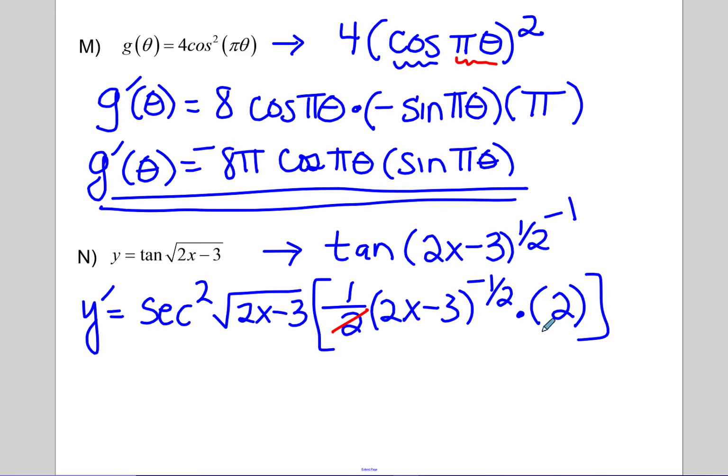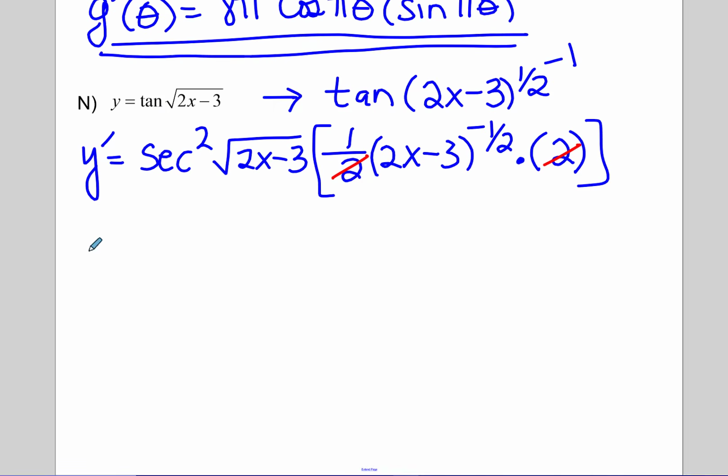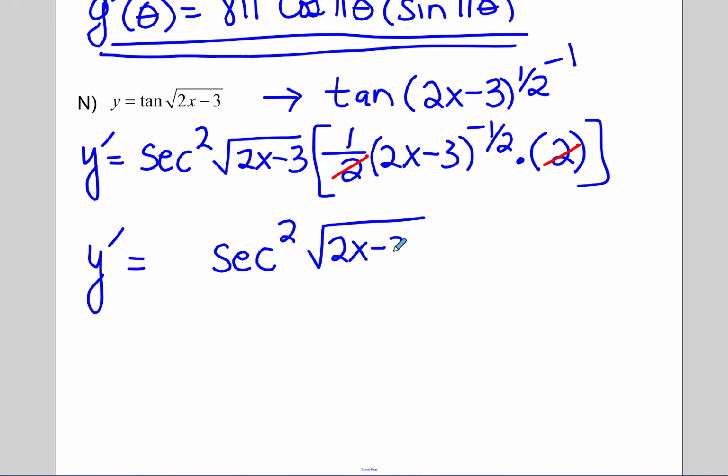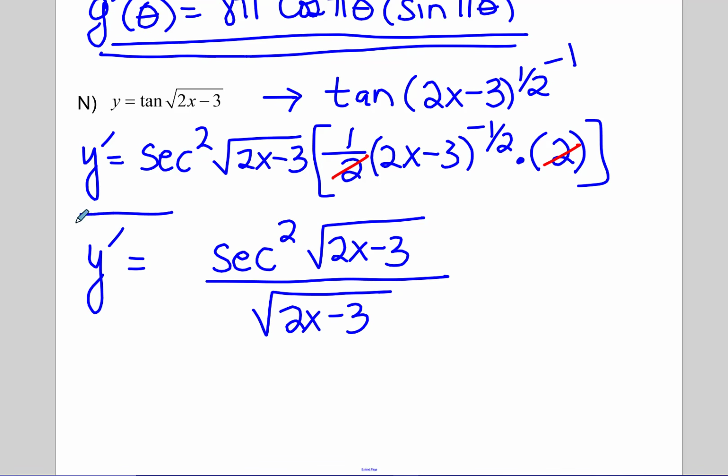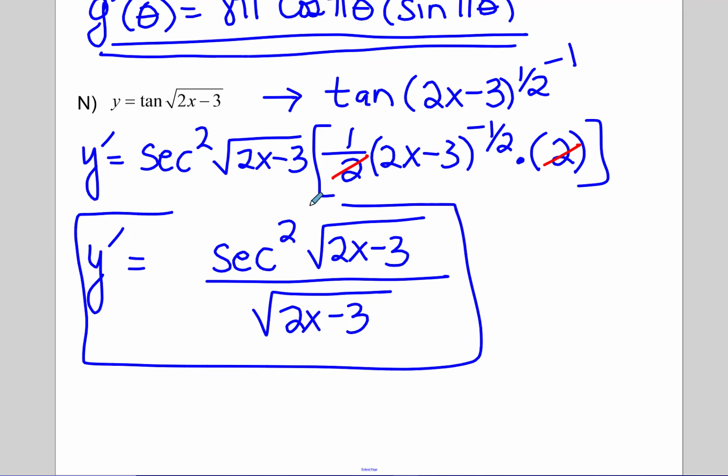Then collect like terms. The 2's can be removed, and our final derivative would have secant squared of 2x minus 3 under the radical. And then this piece is radical 2x minus 3 in the denominator. Danger, beware. Don't cancel. Don't cancel. I know you're tempted. Don't do it. You can't cancel. Okay.